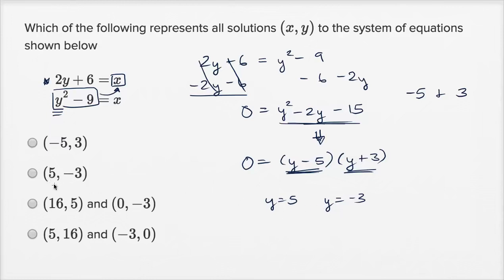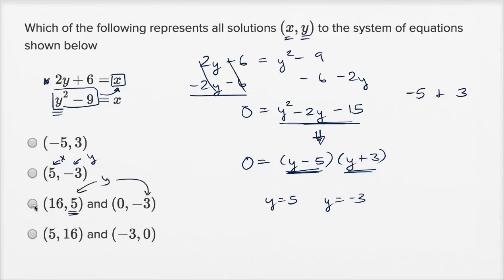But this isn't y equals 5. This is x equals 5. And when x equals 5, y is equal to negative 3. That's x, and that's y. The first coordinate is x. The second coordinate is y. So y equals 5 and y equals negative 3. This one is y is equal to 5, and y is equal to negative 3.